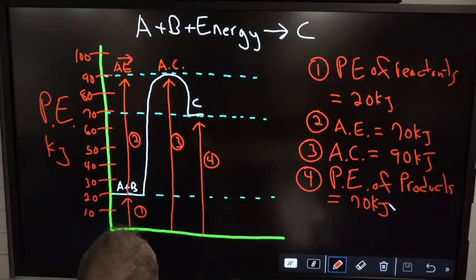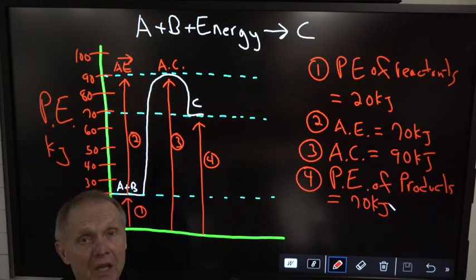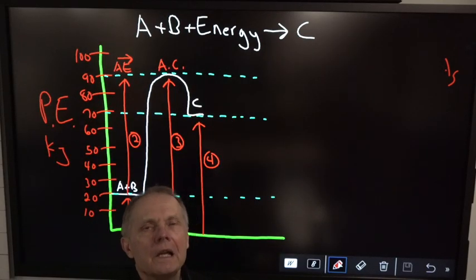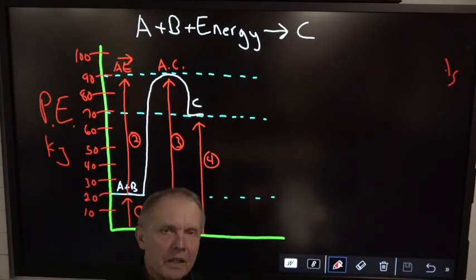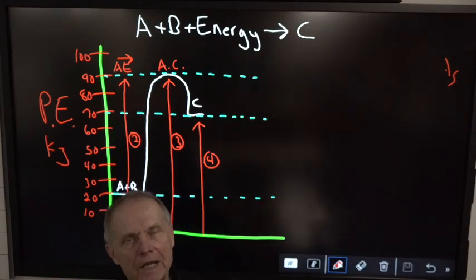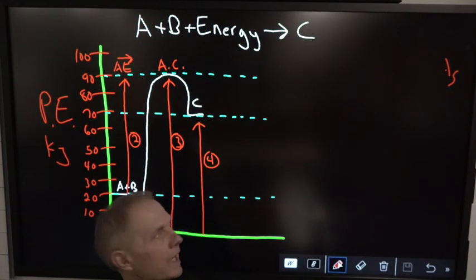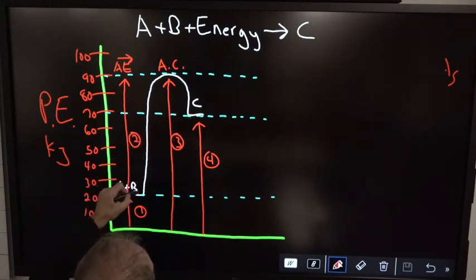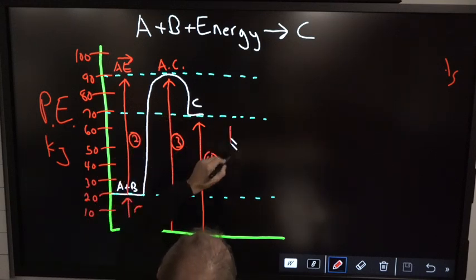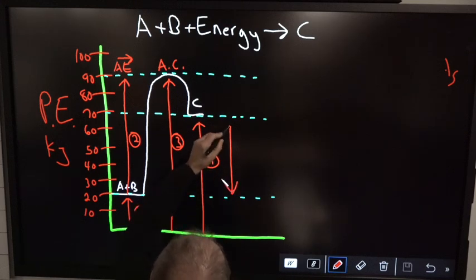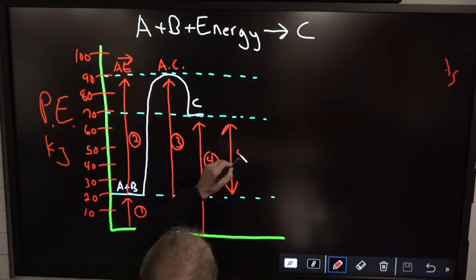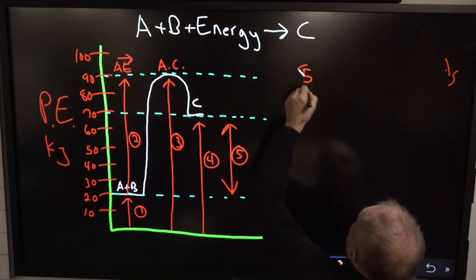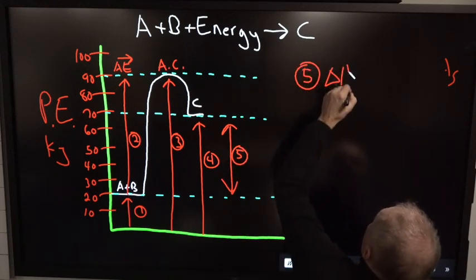All right, so that's that one. We haven't hit the most important line segment yet. The most important line segment is between the products and the reactants. All right, it's called delta H. And delta H is between the product and the reactant. So it would be right here. And this is line segment 5. So 5 is delta H.